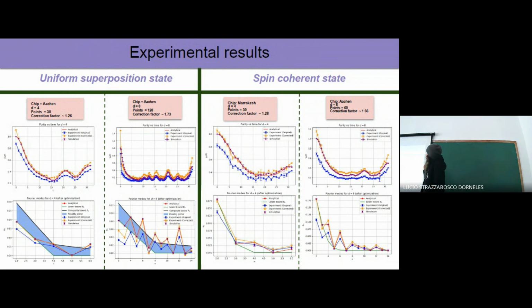In the next steps, we are doing, as I said, higher dimensions and trying out mitigation techniques. But we think our technique is going to be the one we are going to use mainly. That's it.